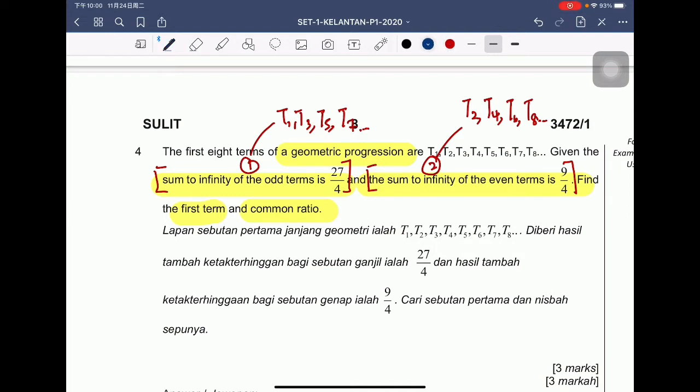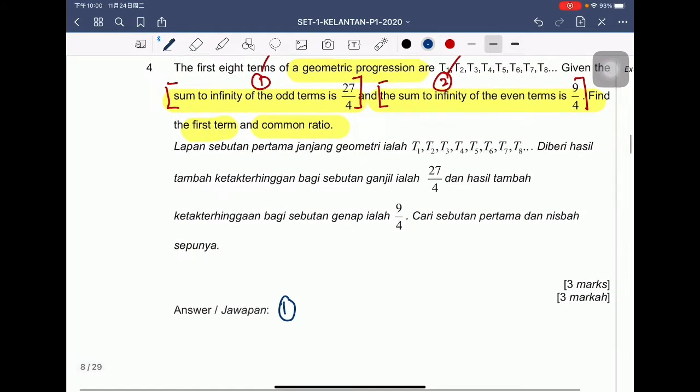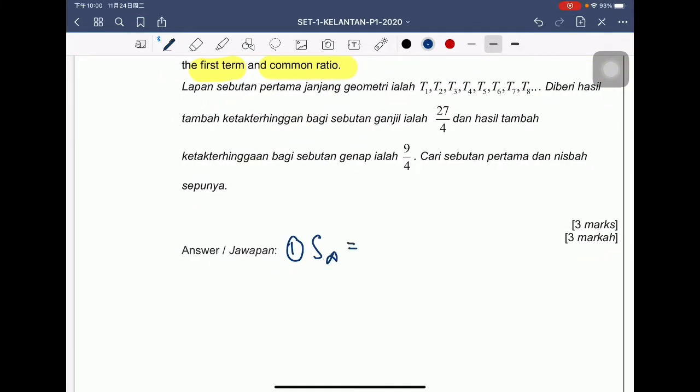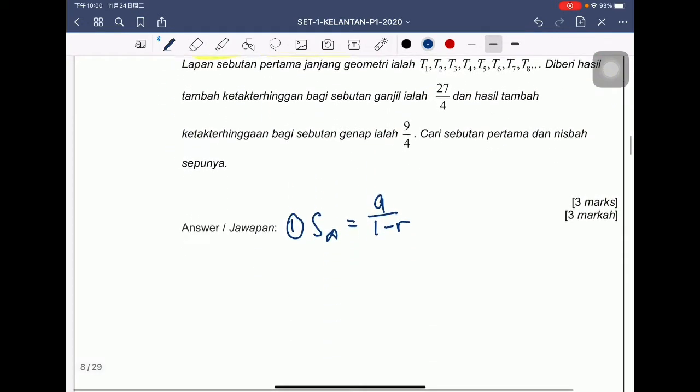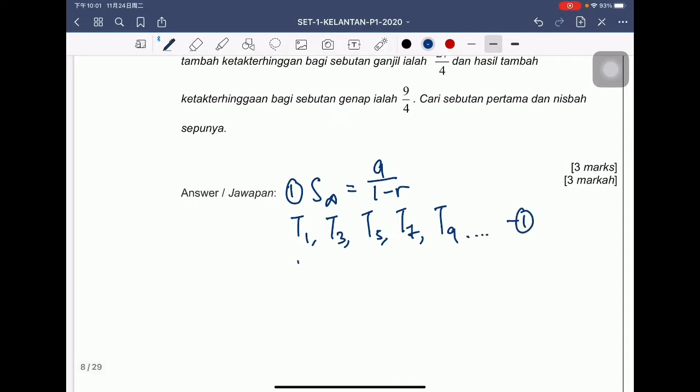For the first equation, I will use the blue color. So sum to infinity, what is the formula for sum to infinity? Yes, a over 1 minus r. So a here is the first term and r is our common ratio. But we can see for the odd terms, T1, T3, T5, T7, T9, and so on, for this progression our first term will be a.